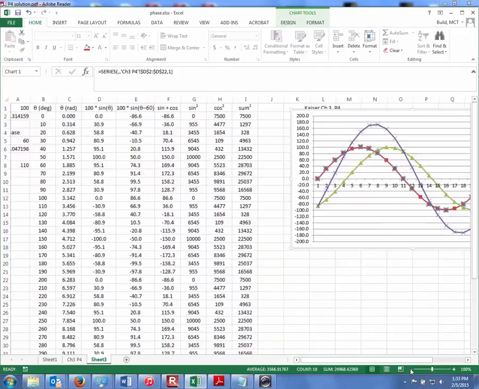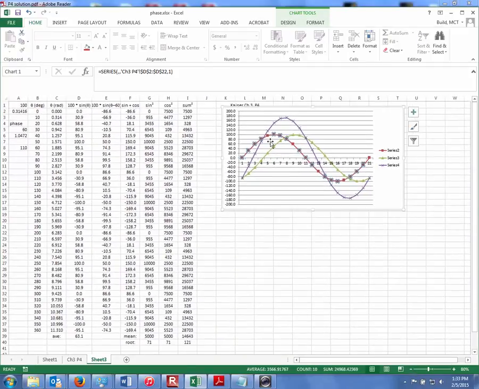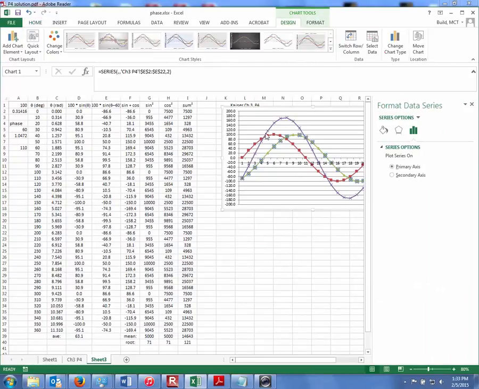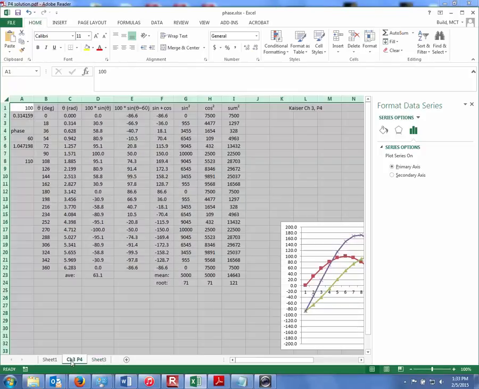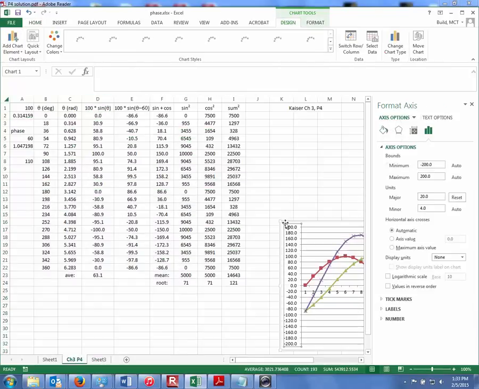Let me zoom out a little bit. If I click on one of these graphs, oh, yeah, okay. I see the problem. When I copied this sheet onto this sheet, the graph is still from the previous sheet. So I've got to come in and update that. But let's go back and take a look at this, and then I'll correct it.